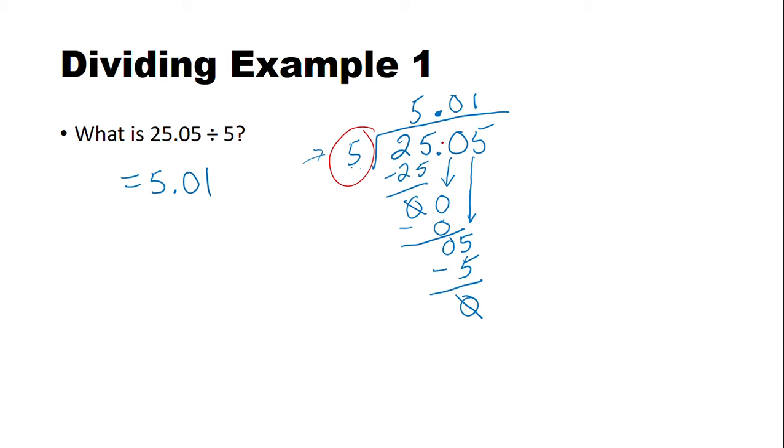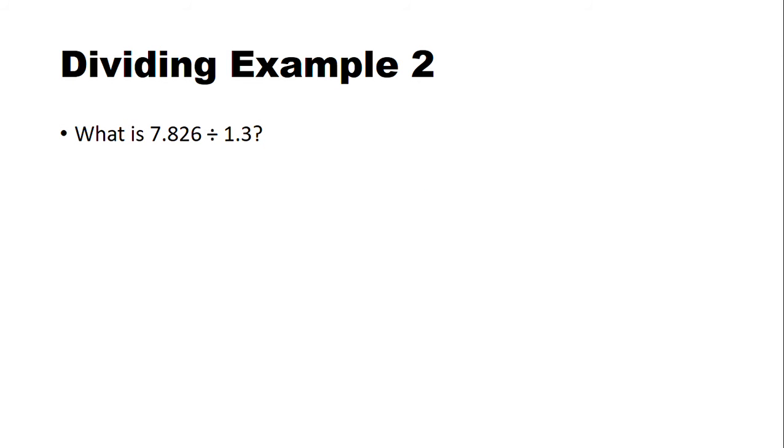So again, because the divisor didn't have any decimals in it, it was just 5 right here, no decimals, I could just go ahead, line up these two decimals nicely, and start dividing. So it wasn't really too much of a trick to this one, just knowing that this decimal is right above this one. Okay, so that's the first example. Let's try another one.